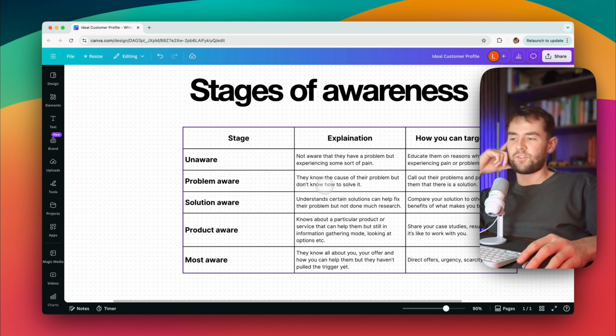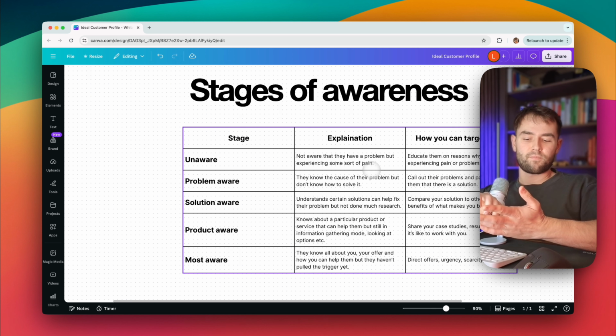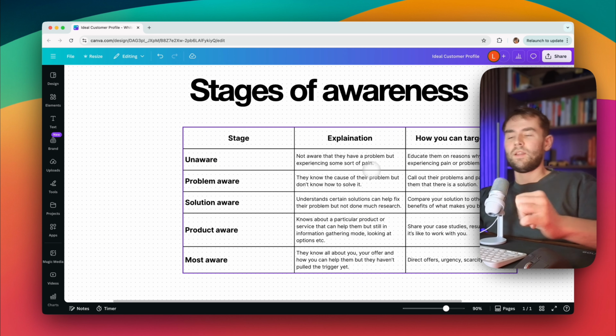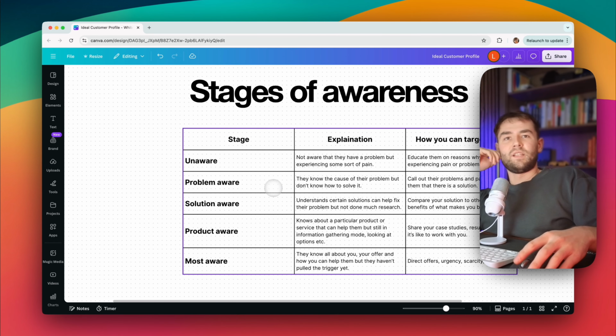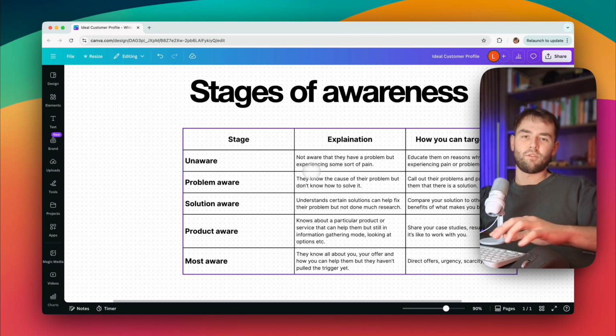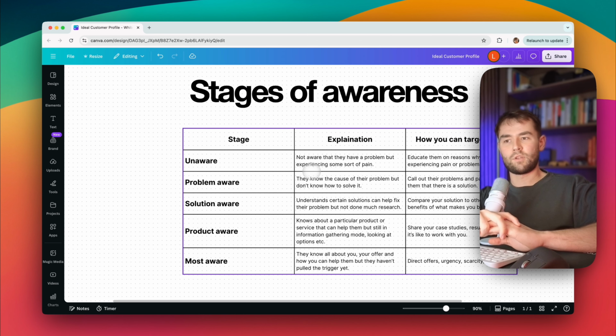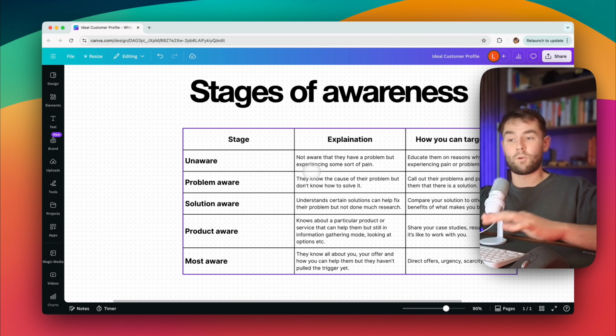An unaware audience is not aware that they have a problem, but they're experiencing some sort of pain. So if we look at the example of the fitness thing, they might be feeling embarrassed, or they're not feeling good about themselves but they don't quite know why. They don't know it's because of the lack of muscle, or they don't know it's because they want to lose weight, whatever it may be.